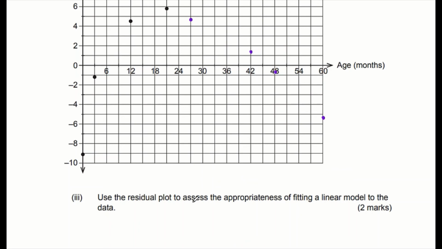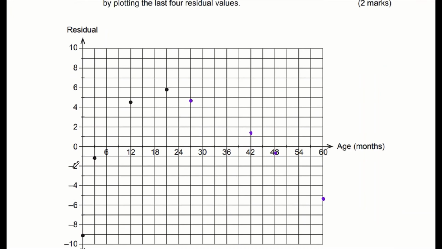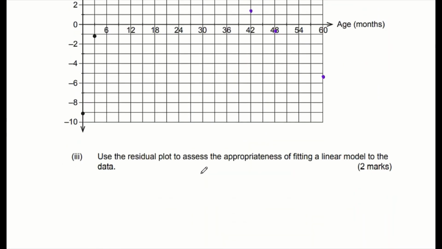So part 3, use the residual plot to assess the appropriateness of fitting a linear model to the data. You can see that it is negative, then positive, then negative. So obviously this is like a curve. That's why in this case, it is not appropriate to fit a linear model.